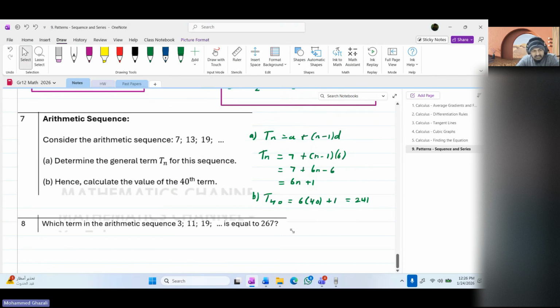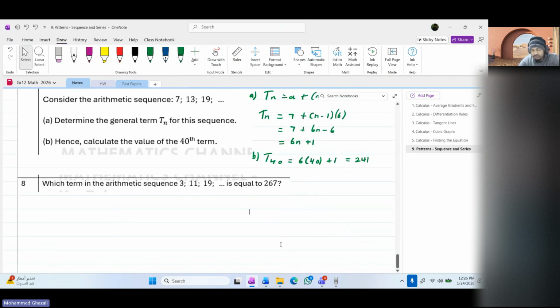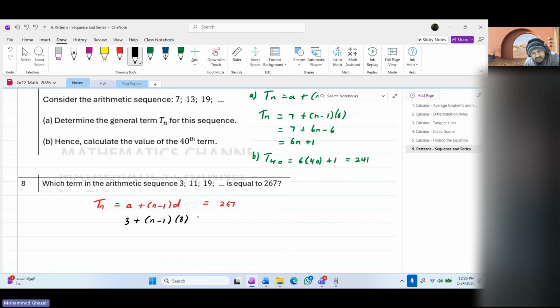Look at question number 8. Which term in the arithmetic sequence is equal to 267? So which term means n? We are solving for n. So get the Tn formula first, which is a plus n minus 1 d, and that must be equal to 267. Let's see, what is a? 3 plus n minus 1. What is d? d is 11 minus 3, which is 8. Common difference is 8. Right.